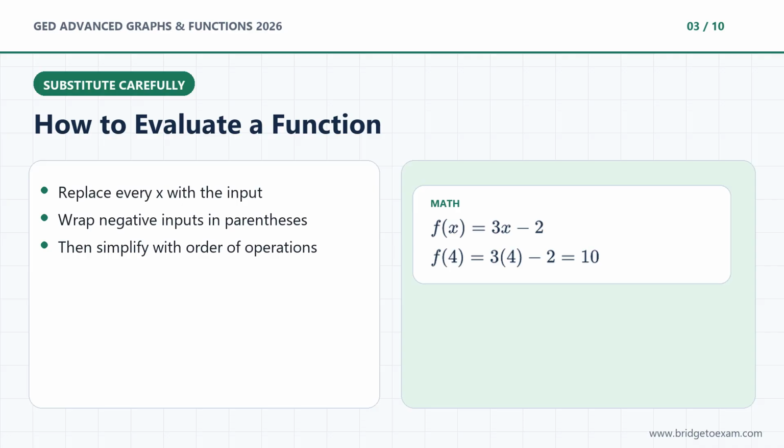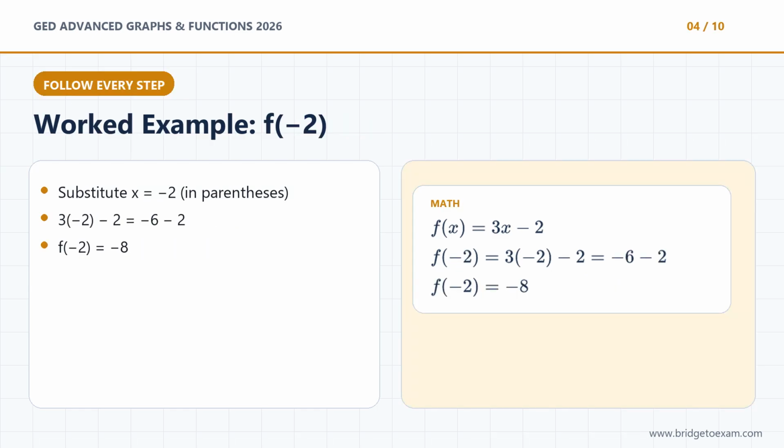To evaluate, we substitute. Wherever you see x in the rule, you replace it with the given input, and then you simplify. Keep any negative input inside parentheses so the signs behave. For example, in the rule 3x minus 2, to find f of 4, you write 3 times 4 minus 2, which is 10.